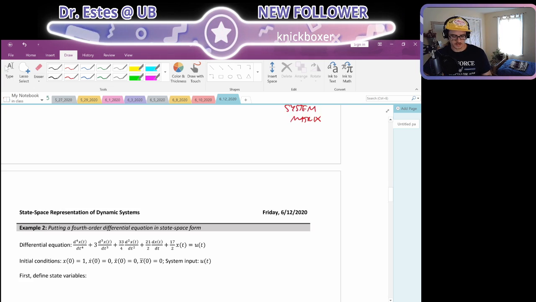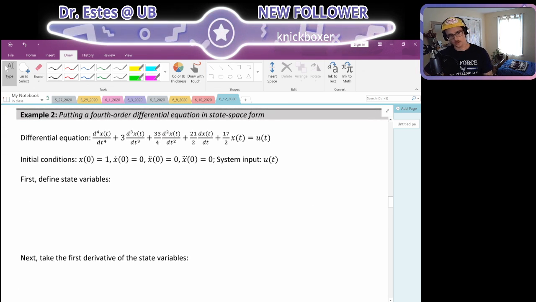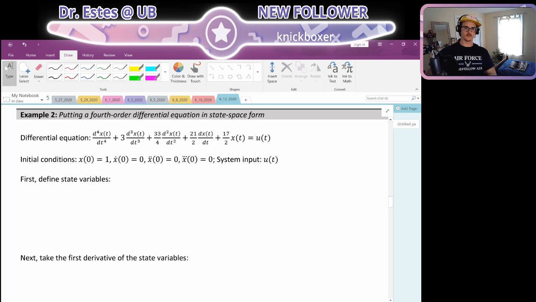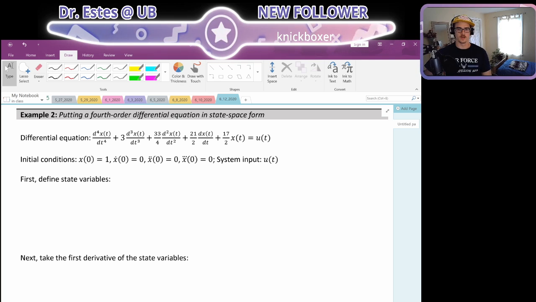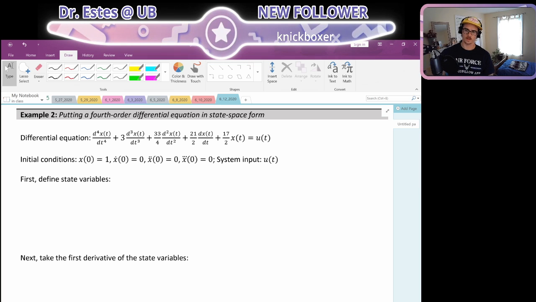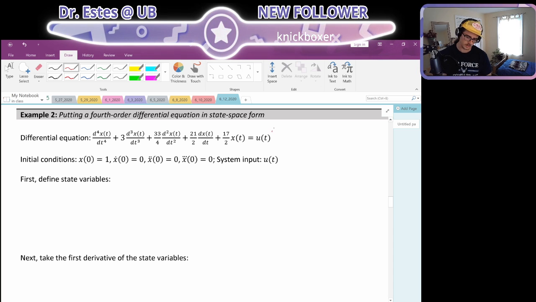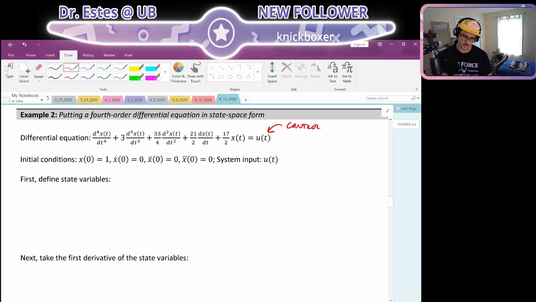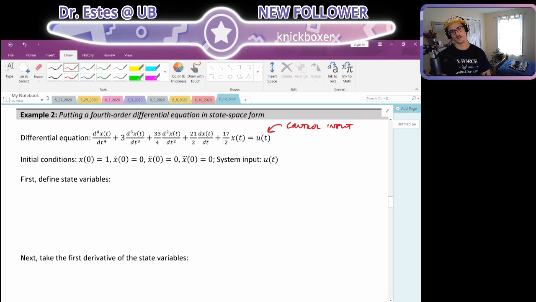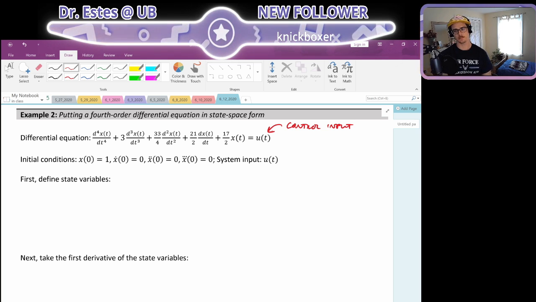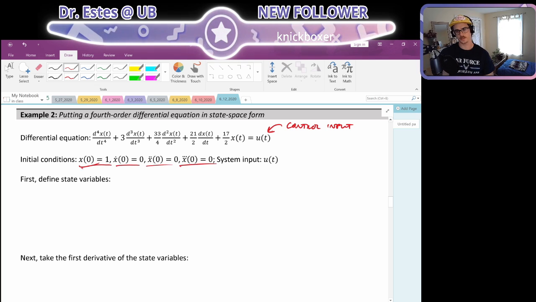Are you guys ready for another example? We're going to do fourth order. Holy smokes. All right. So we have a fourth order differential equation. We have, I'll call it, a control input acting on the system. You could make it a sinusoid. You could make it a step input. This is just like a placeholder for any function that might be applied to the system. And because it's fourth order, we have 1, 2, 3, 4 initial conditions.